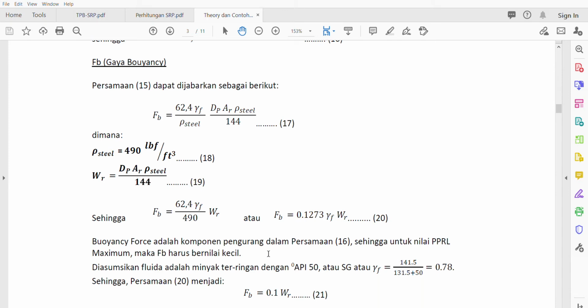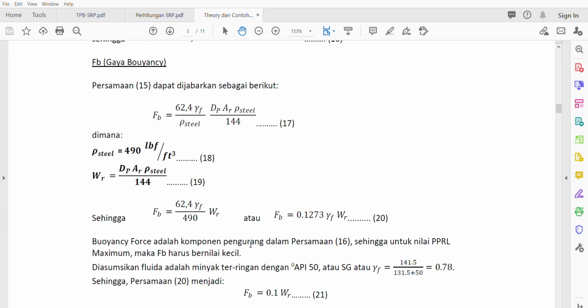So the buoyant effect is a negative force, because the force is going to the bottom and going up becomes negative. Okay, so for the maximum of PPRL, the buoyant is small. Remember that, because the buoyant is the effect, it's almost the same effect as the PWF. The direction is opposite of the weight.